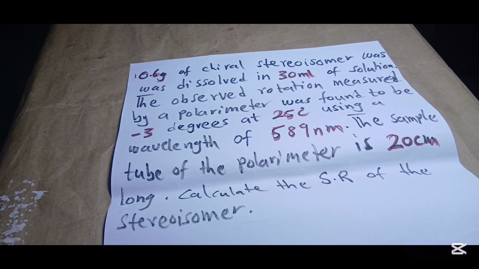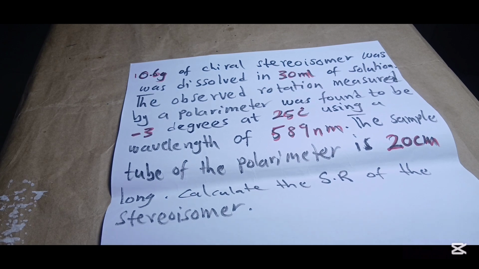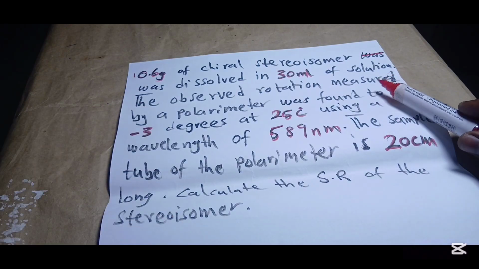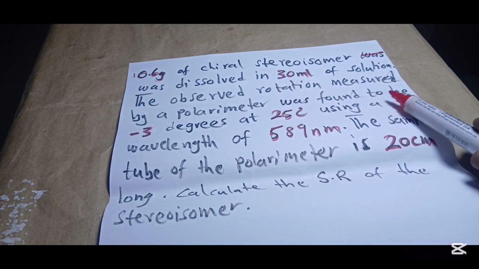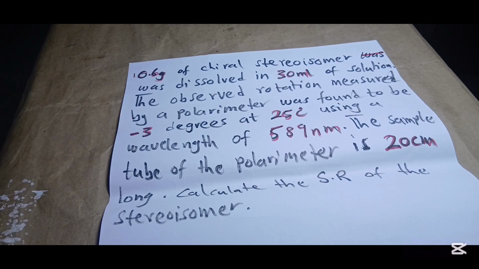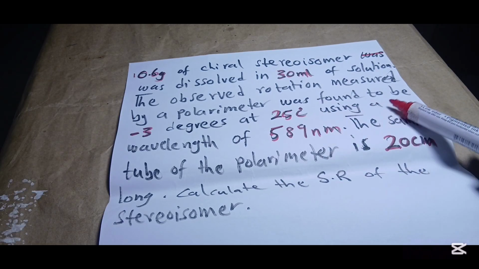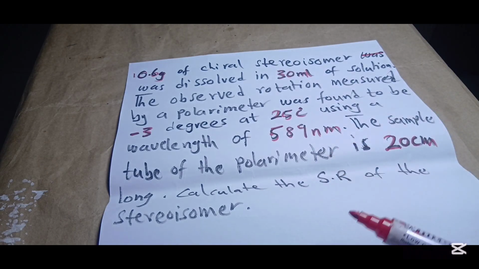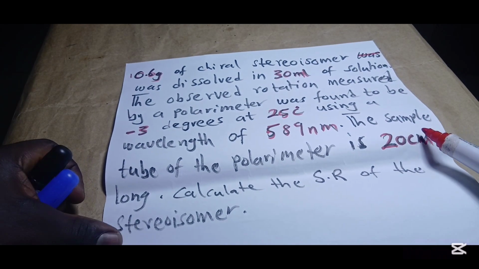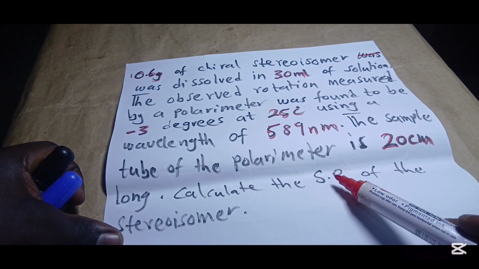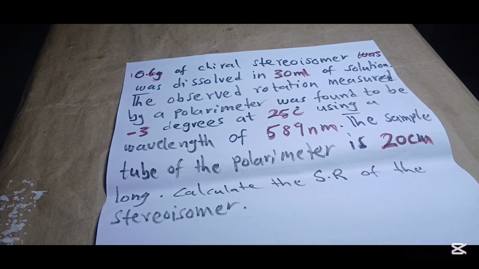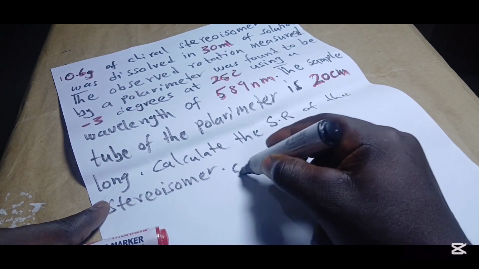0.6 grams of a chiral stereoisomer was dissolved in 30 ml of solution. The observed rotation measured by a polarimeter was found to be -3 degrees at 25 degrees Celsius using a wavelength of 589 nanometers. The sample tube of the polarimeter is 20 centimeters long. Calculate the specific rotation of the stereoisomer. Solution.